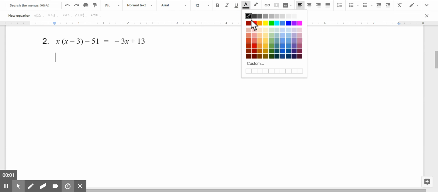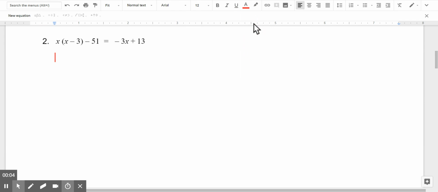Let's take a look at number 2. Remember from before that anything you see me type out in red, you should also write on your own paper. So just like in number 1, here we need to get rid of those parentheses before we can move on. So let's do that now.